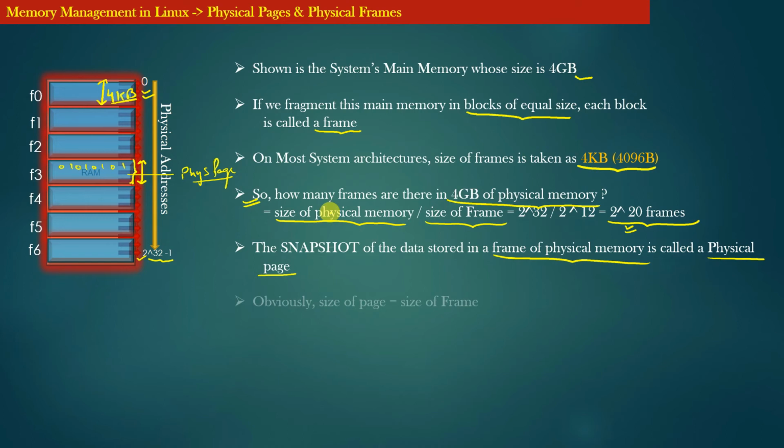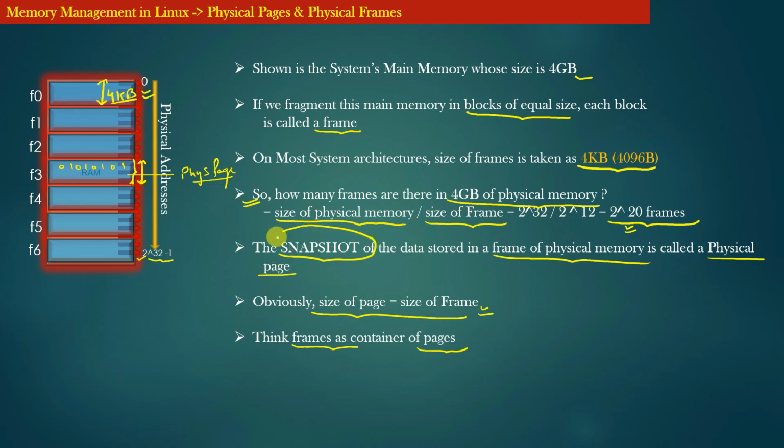So obviously the size of the physical page is equal to the size of a frame of physical memory. So you can always think of the physical memory frames as containers of physical pages. The important takeaway from this slide is that a physical page is nothing but a snapshot of one of the frames of the physical memory.